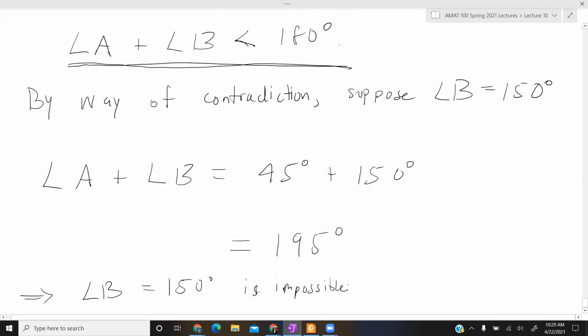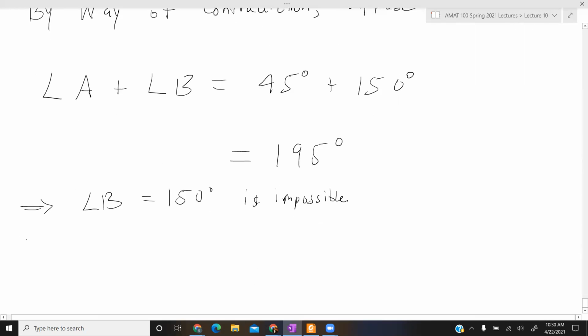Now, angle B must be either 30 or 150 degrees. It cannot be anything else. It has to be one of the two. Since 150 degrees is impossible, it follows logically that angle B must be equal to 30 degrees.